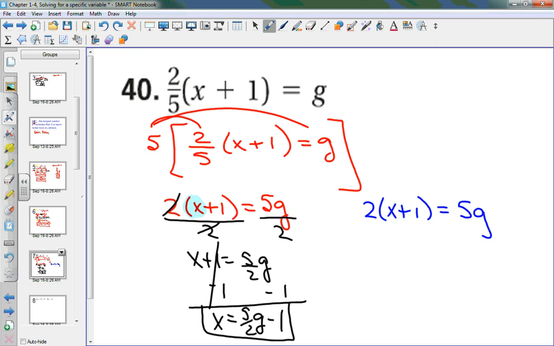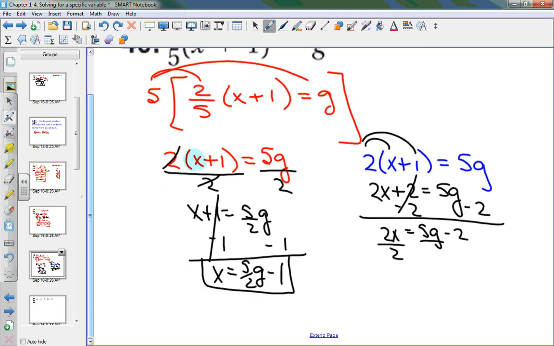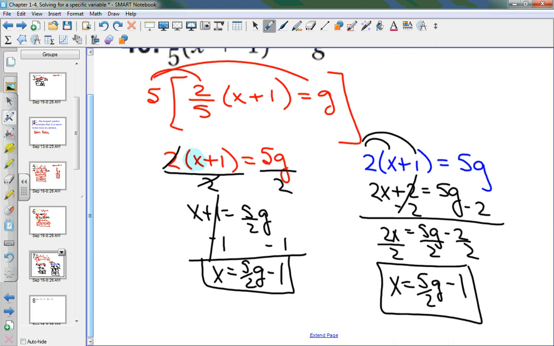Another way is to distribute: 2x plus 2 is equal to 5g. Subtract the 2. 2x is equal to 5g minus 2. And divide each term by 2. X is equal to 5 over 2 g minus 1. Same exact answer, correct? And I did it two different methods. Doesn't matter, whichever method you feel is more appropriate for you, please go ahead and use.